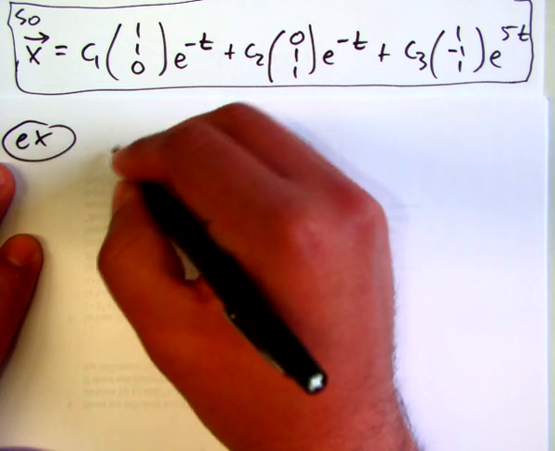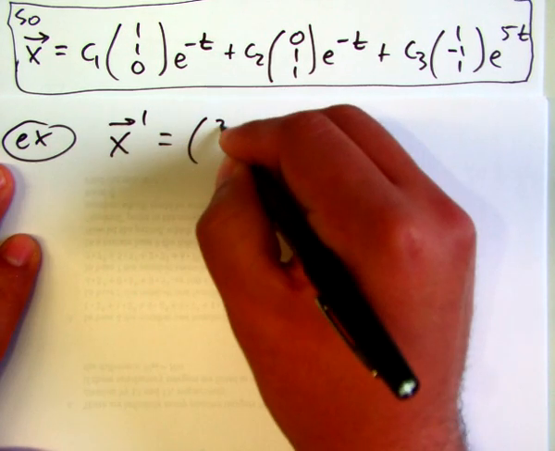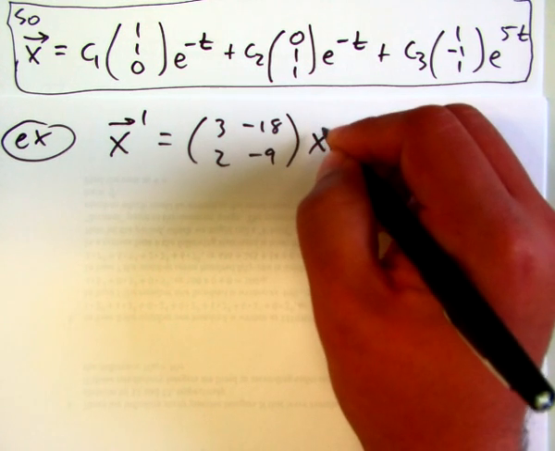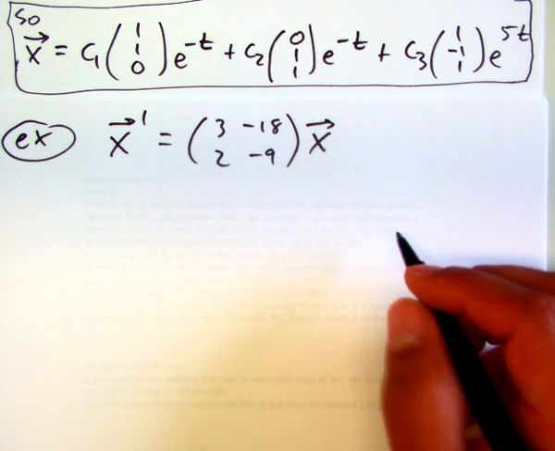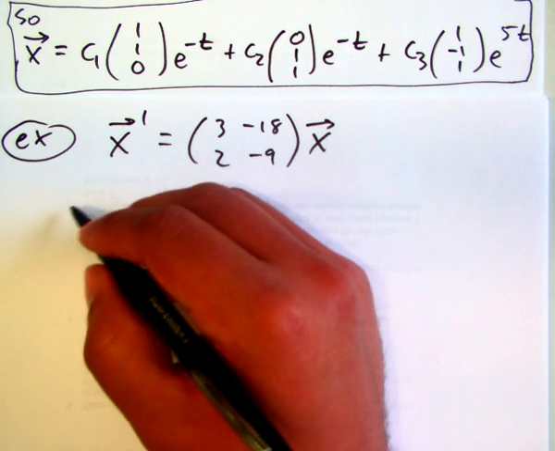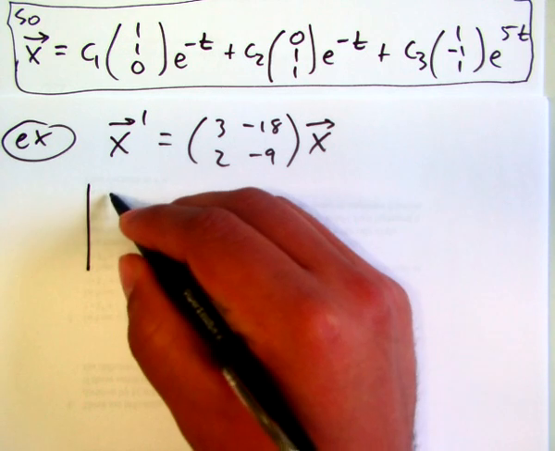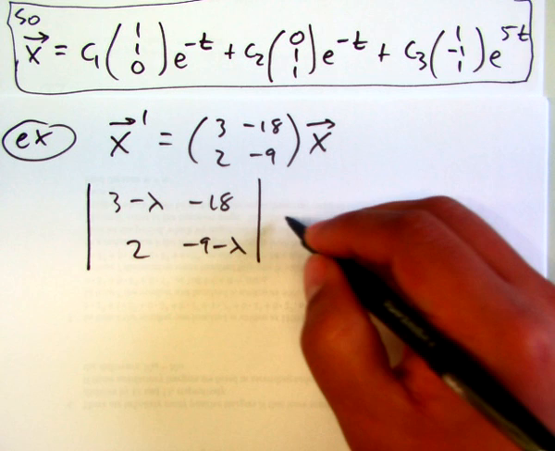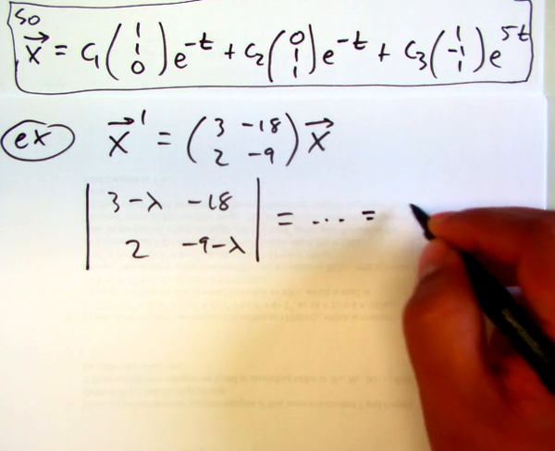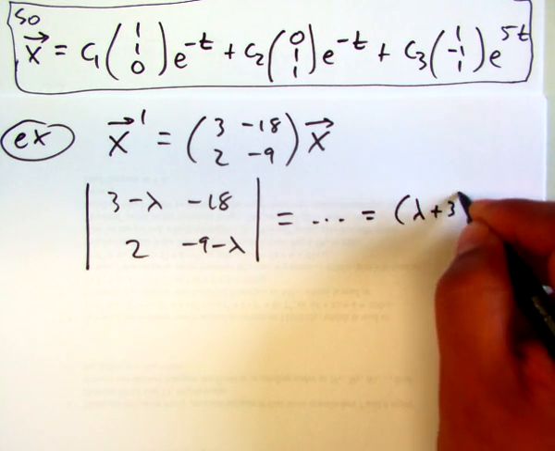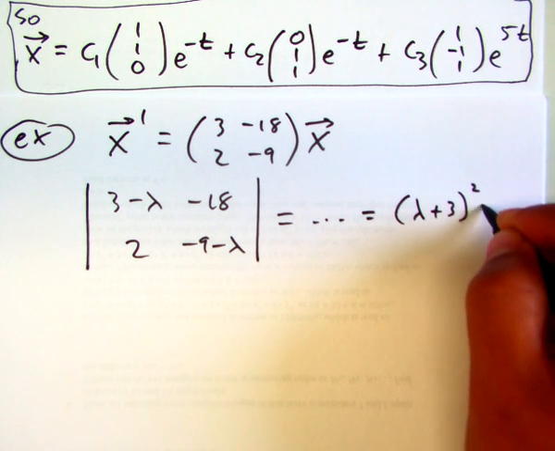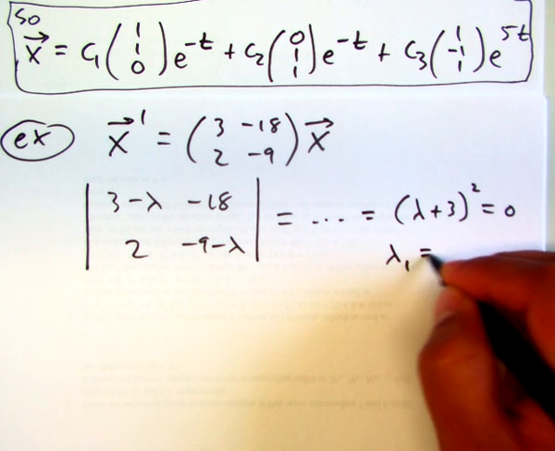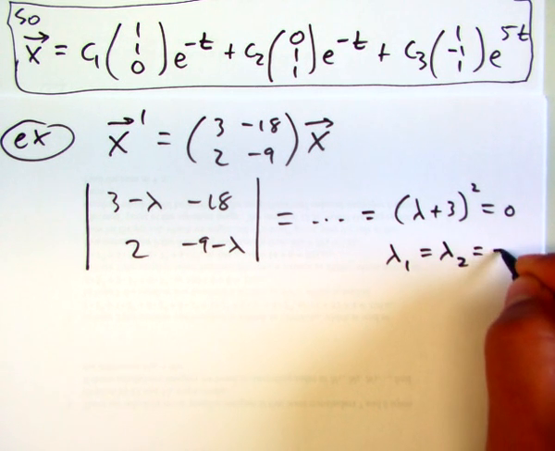X prime equal to 3, negative 18, 2, negative 9 times x. Again, we'll start solving it, finding the determinant of 3 minus lambda, negative 18, 2, negative 9 minus lambda. Again, we'll cut to the chase. Eventually you get down to a polynomial that factors as lambda plus 3 squared. So here we have an eigenvalue of multiplicity 2 and no other eigenvalues to work with.